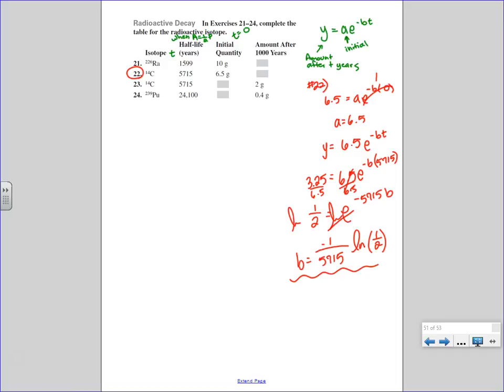I want to find the amount after 1,000 years. Oh, wait, what's my equation? What did I just solve for? What are they asking me for? Plug it in, plug and chug everything. First of all, the initial amount, 6.5. E stays E. Negative times B, well, B is a negative 2. Negative 1 over 5715, ln of 2, times T is 1,000.